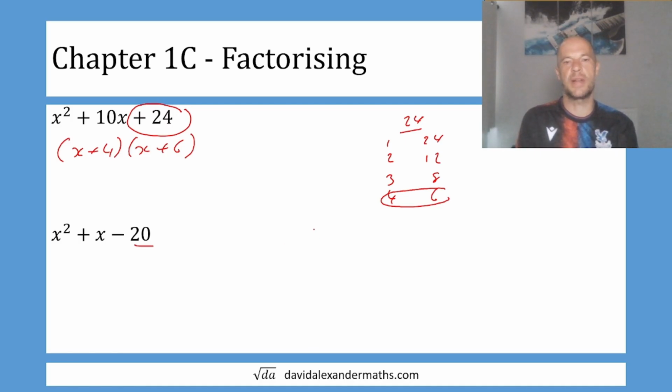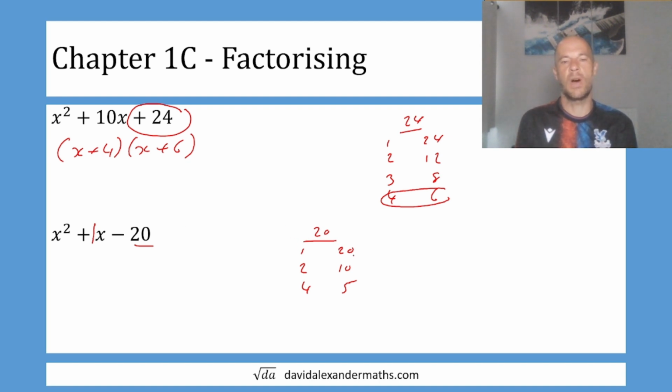Let's look at this next example. Let's focus on the 20. Let's not panic that it's negative 20. So that's 1 and 20, 2 and 10, 3 doesn't go, 4 times 5. So I'm looking for ways to get plus 1. Now remember that one of them needs to be negative, because actually I'm aiming for negative 20.